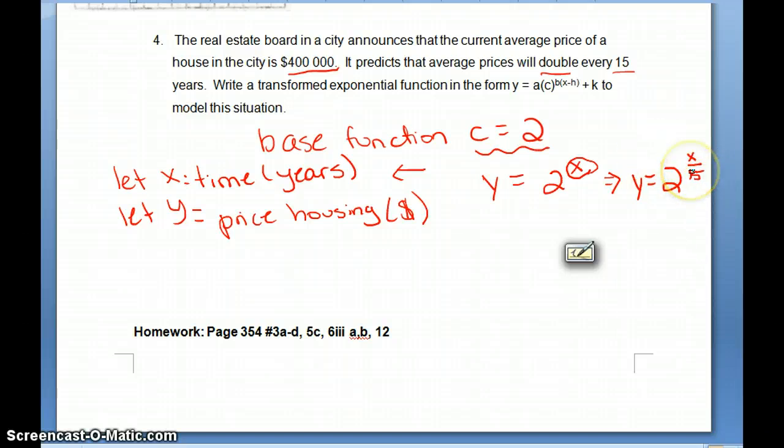So think about it either as your period, or if you want to think about it as your previous example with your half-life, so it's affecting that time there. And so what we have so far is y is equal to 2 to the power of x divided by 15. And one last piece of information that we're given is that the average price of housing currently, so that is at time 0, so your x is at 0, is $400,000. Okay?